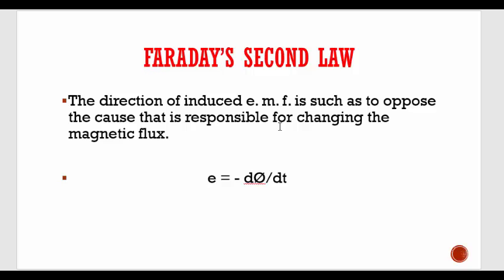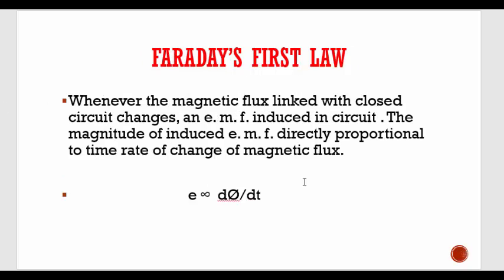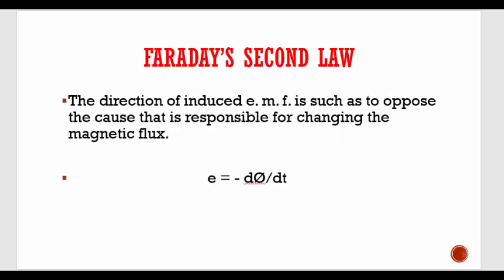So what is the second law? The direction of induced EMF is such as to oppose the cause that is responsible for changing the magnetic flux. What is the first law? E is directly proportional to d phi upon dt, the rate of change of magnetic flux. Now, according to the second law, after removing the proportionality sign, we get E equal to minus d phi upon dt.